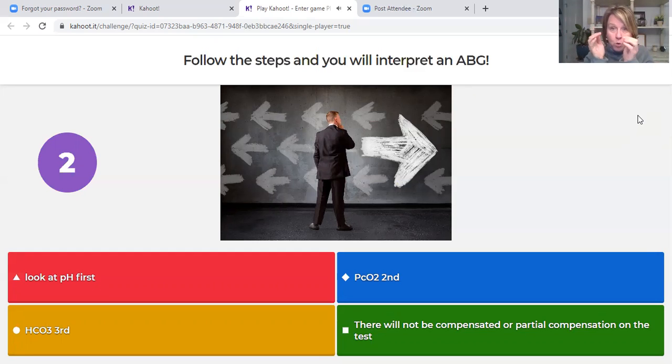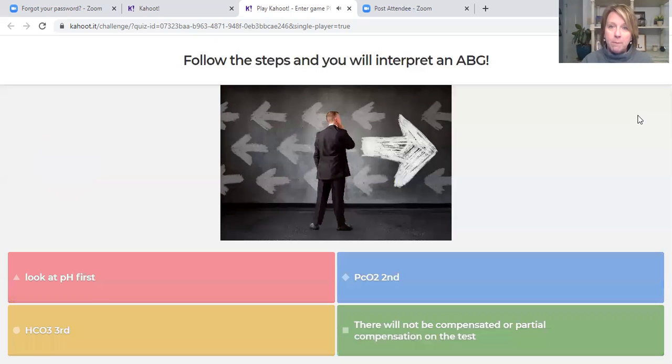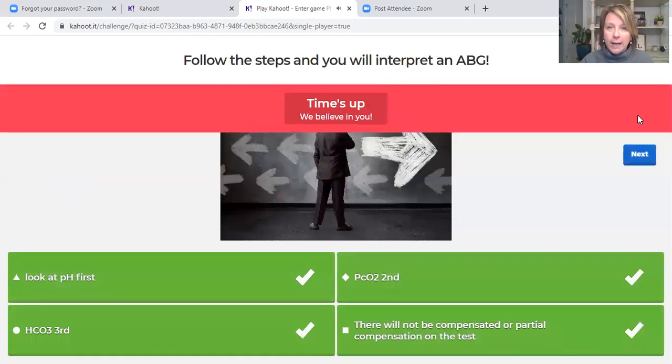If my PCO2 is in a normal range, I'm going to my bicarb, my HCO3. If it's going the same direction as my pH, then I know it's a metabolic. If it's abnormal and it's going the same way as my pH, then I know it's a metabolic state. If it's going this direction, it's acidotic. If it's going this direction, it would be alkalotic.